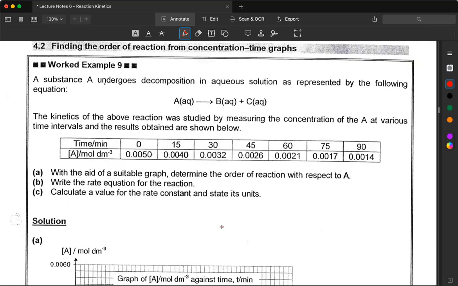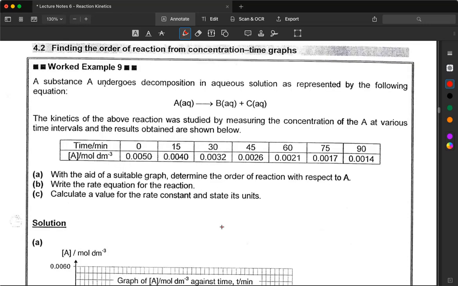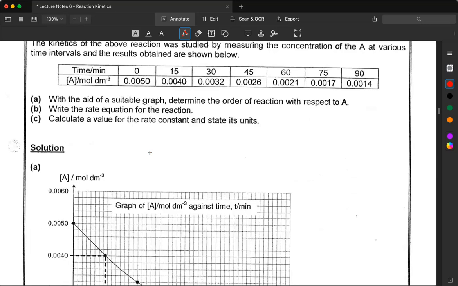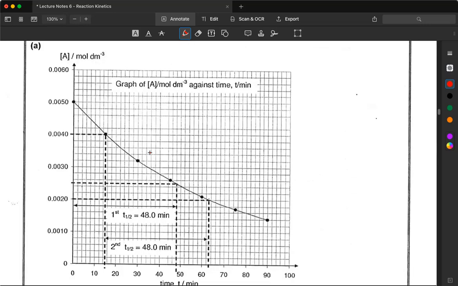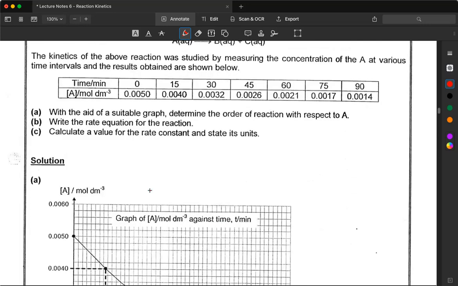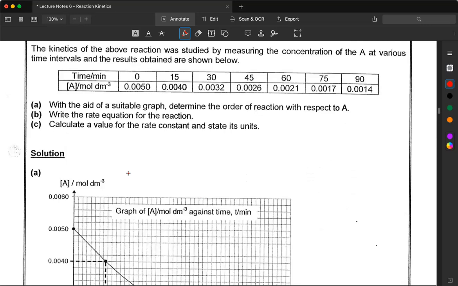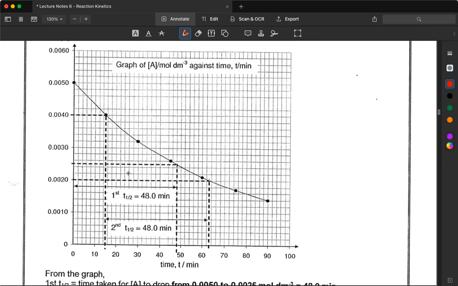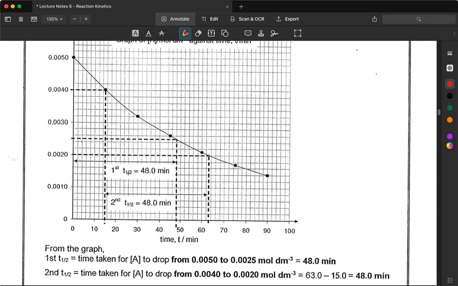So you're supposed to use a graph. This time around we do it for you. So you draw, not sketch, a graph of concentration against time. Time is normally the x-axis. Then you will get something like this. Then the question asks, find the rate equation. So how should you do it? Find the half-life to see whether it's first order or second order.